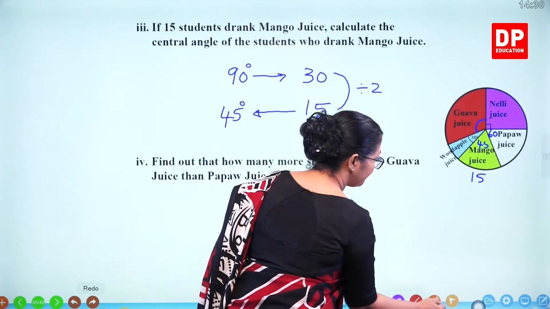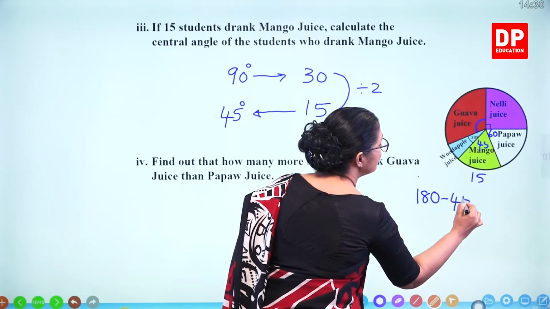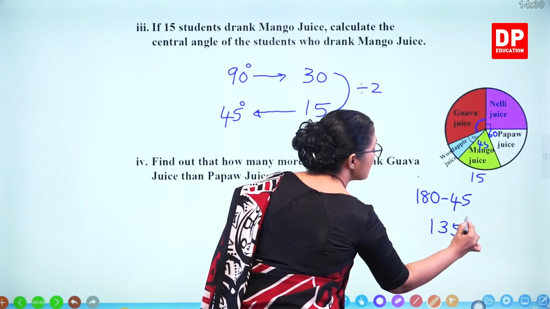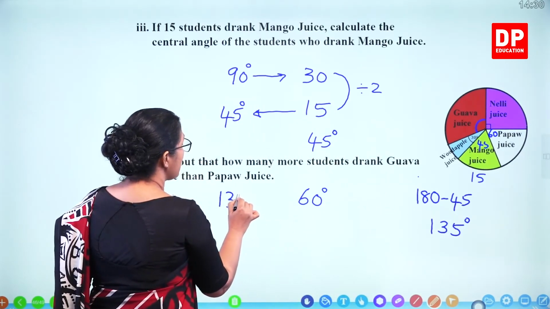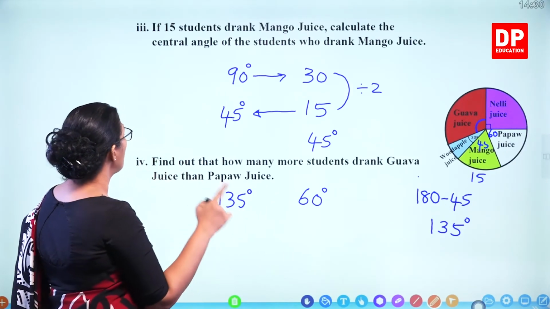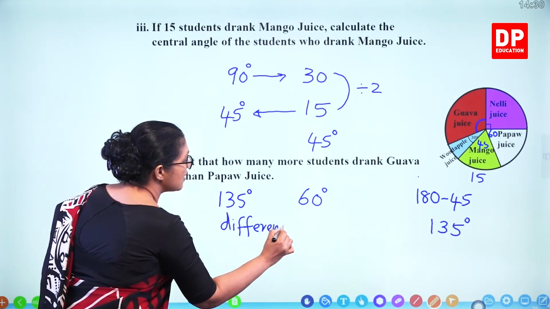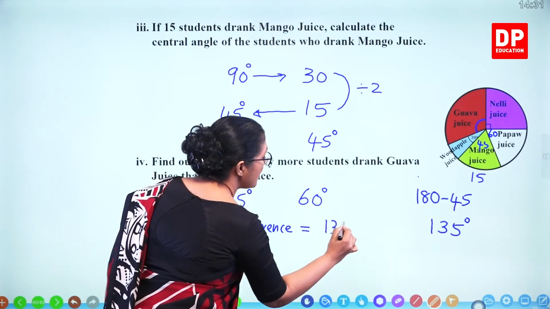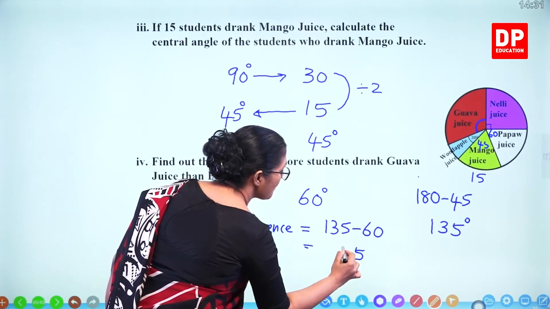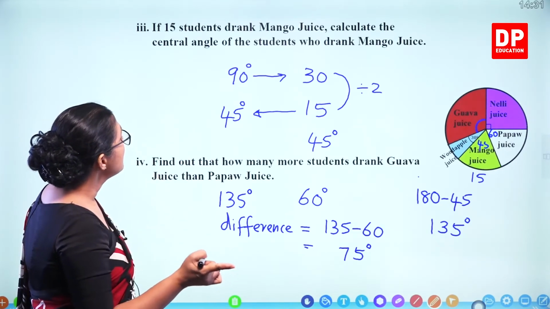So you get the angle for this as 180 minus 45, which is 135 degrees. So one angle is 135, the other angle is 60. So what's the difference? The difference is 135 minus 60, which is 75 degrees. Now you can find out how many students more.